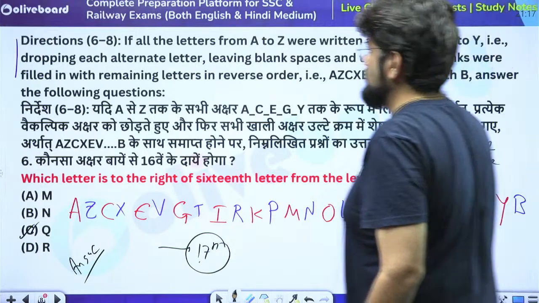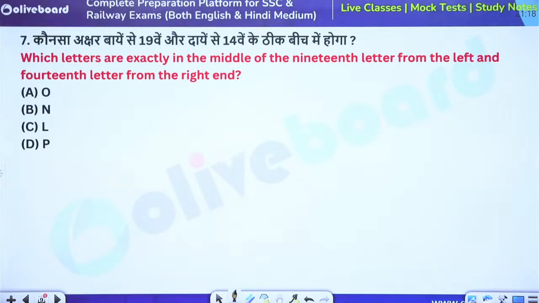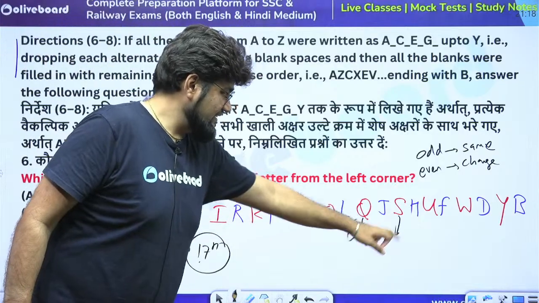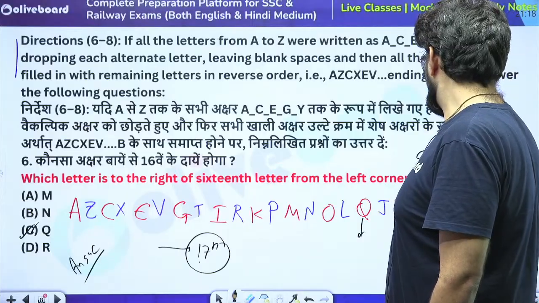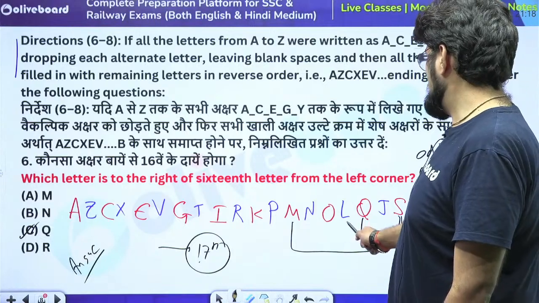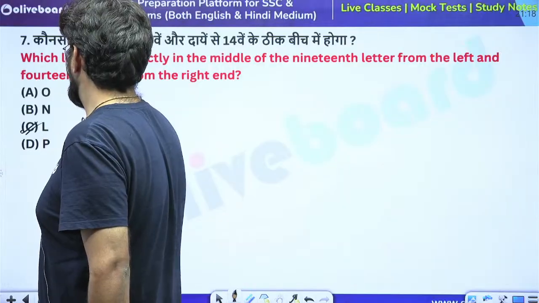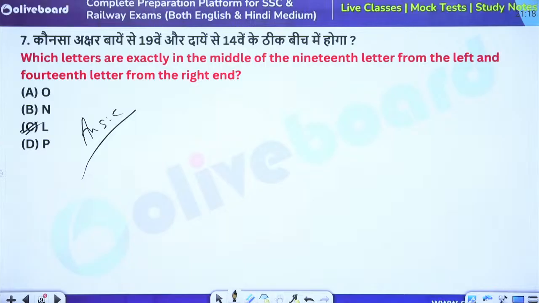Now keep this series with you because the next two questions will also be based on this series. Which letters are exactly in the middle of the 19th letter from the left and 14th letter from the right? 19th letter from the left, that is S, and 14th from the right means M. They are asking you between M and S. Which letter is there? It's L. Right? It's L. So my option C will be the correct answer.